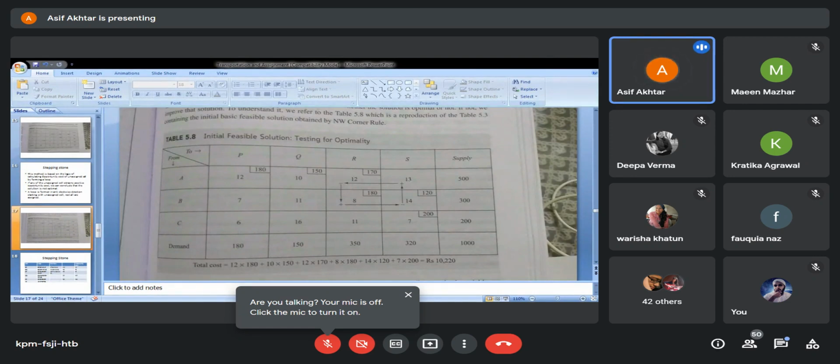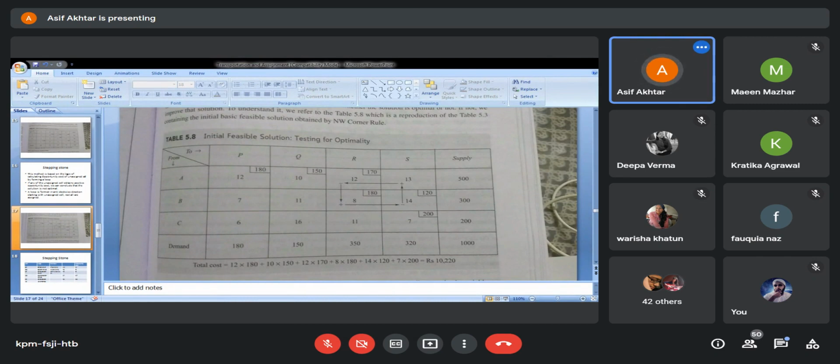I will cover it in the next class because tomorrow we have 2 classes together. So I will try, inshallah, to cover it. In that case, telling you about the opportunity cost and moving ahead also.